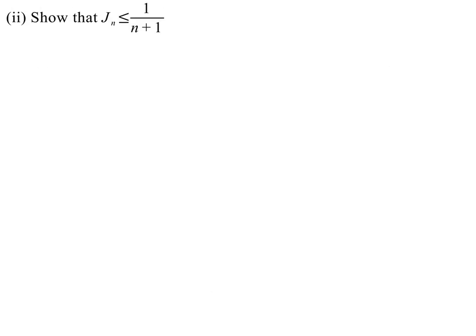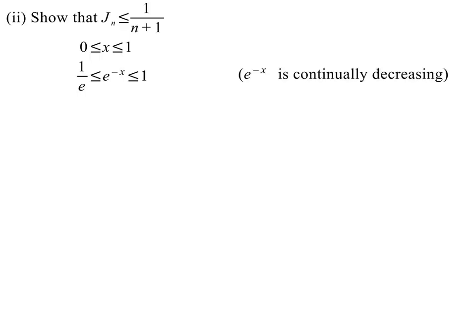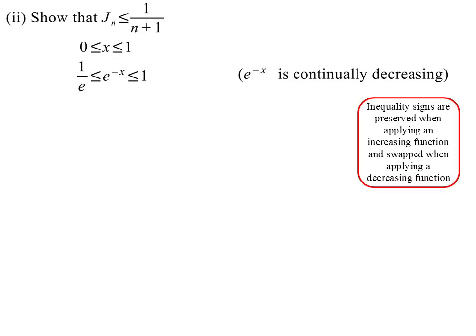Show that that Jn, that integral, is always going to be less than or equal to 1 on n plus 1. So what do I know? Our integral is going between 0 and 1. And when I travel between 0 and 1, well, e to the minus x would have to be travelling between 1 on e and 1. I've basically applied the exponential function. That's okay. E to the minus x is continually decreasing. Therefore, the inequality signs flip around. E to the power of 0 goes to the right-hand side, which is 1. And e to the power of negative 1 goes to the left-hand side. Okay, I now know where e to the minus x is.